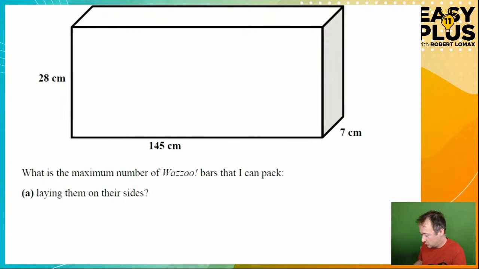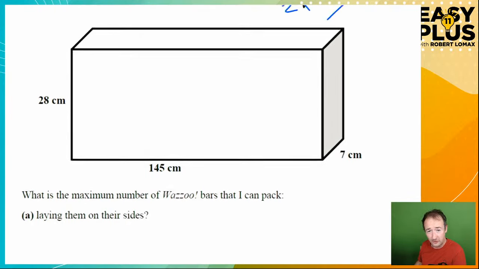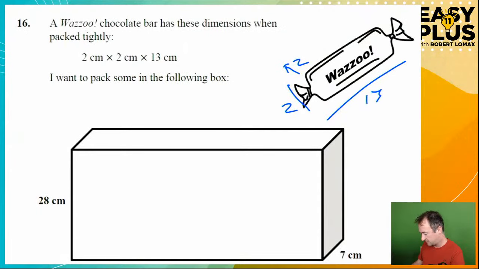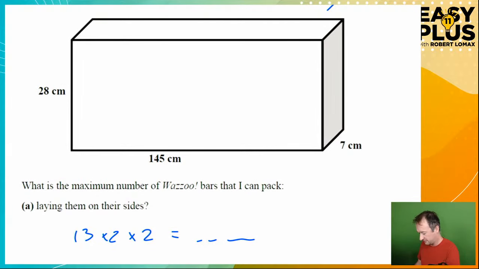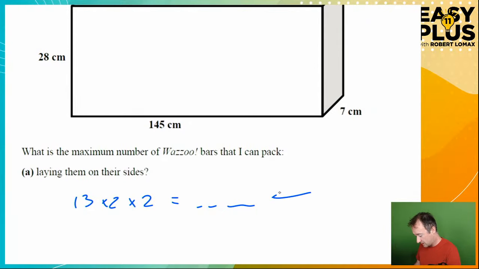Now, you might think that the way to solve this is to say, well, here's a wazoo bar. It's 13 by 2 by 2. So 13 times 2 times 2 equals, and you do the calculation. Then you work out the volume of the box by doing 145 times 28 times 7, and then you say, how many times does this answer go into that volume, and that will be your answer. That is an incorrect method. Don't make the mistake of doing that.